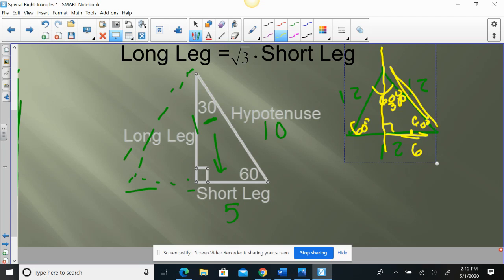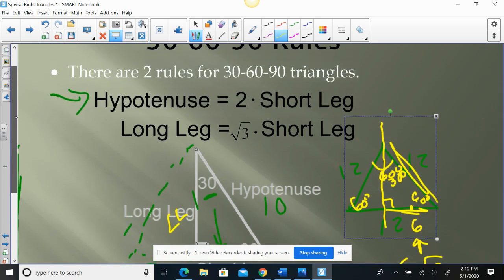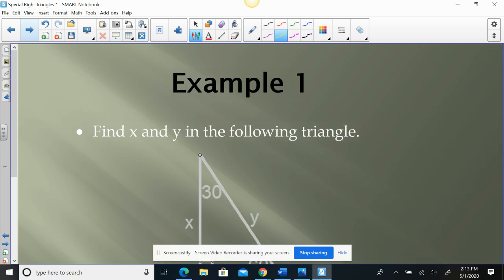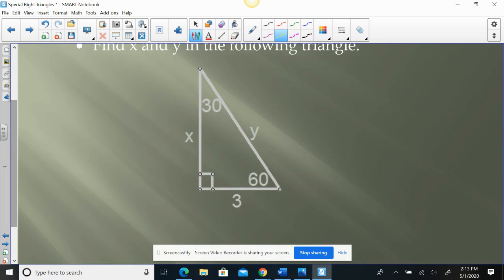And then you can use the Pythagorean theorem. The other leg, which we call the long leg, is whatever this is times the square root of 3. So when it was 45, 45, 90, we had a lot of square root 2s. 30, 60, 90, you're going to have square root 3. So if that helps you, you do have the sheet with all the rules. Please reference that as you're doing this. All right, let's find this example. So you might want to pause it, try it, and then come back.